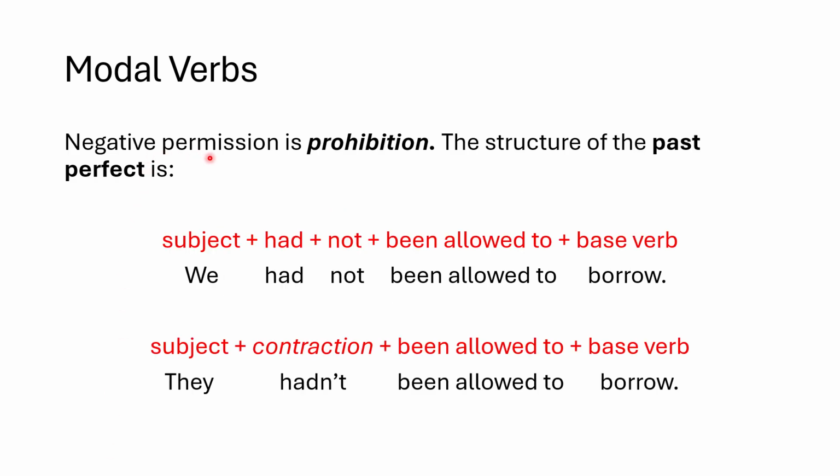Negative permission or refusal of permission is prohibition. The structure of the past perfect is subject plus had plus not plus been allowed to plus base verb. We had not been allowed to borrow. Had and not can become a contraction. Subject plus contraction plus been allowed to plus base verb. They hadn't been allowed to borrow.